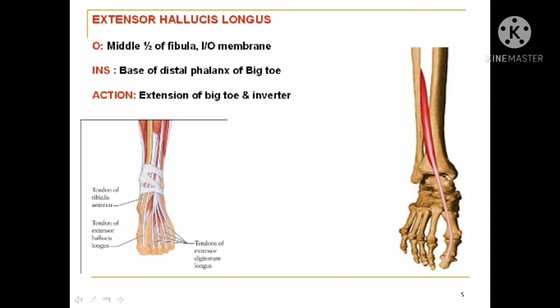Now the extensor hallucis longus, as shown in the diagram on the right side, it arises from the middle half of the fibula and the adjacent interosseous membrane, inserts upon the base of the distal phalanx of the big toe after passing beneath the extensor retinaculum along with the other tendons of the dorsum of the foot. The action is extension of the big toe, and extension is also called the dorsiflexion and inversion of the foot.